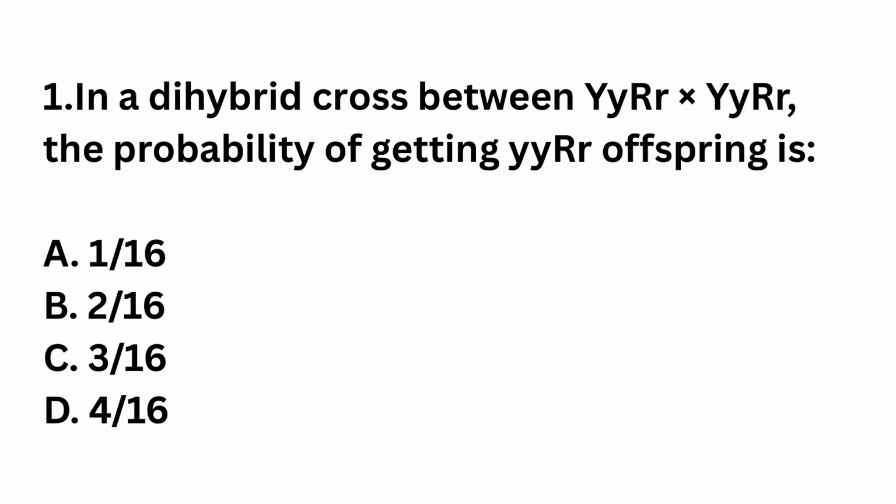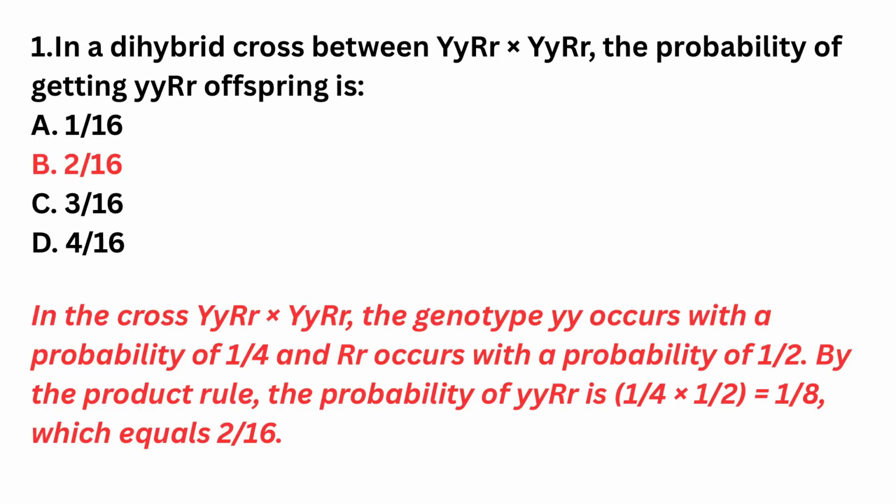Question number 1. In a dihybrid cross between two heterozygous parents, the probability of getting homozygous recessive for Y gene and heterozygous for R gene is: 1 by 16, 2 by 16, 3 by 16, 4 by 16. The right answer is option B, 2 by 16.